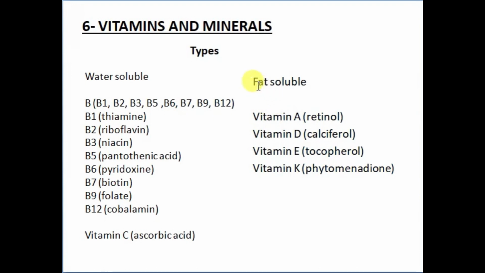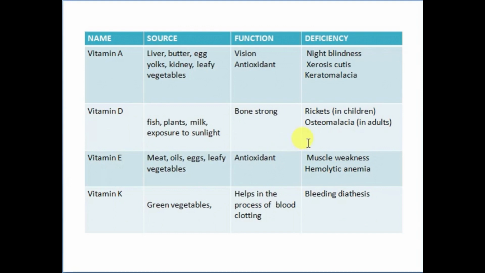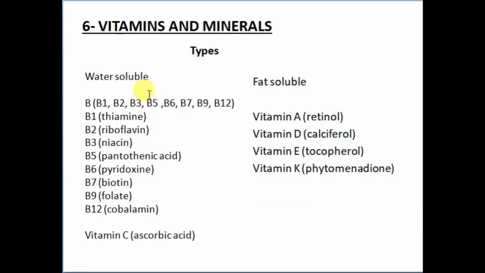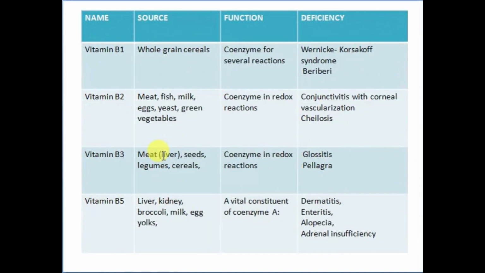Okay, so these were fat soluble vitamins, A, D, E, and K, and we have discussed their functions and deficiencies. Now we'll discuss water-soluble vitamins. Water-soluble vitamins are of two types, vitamin B and vitamin C, and under B we have these subtypes. So we'll discuss them.